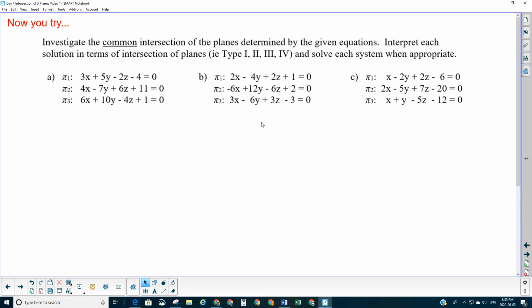Okay, this is your practice, and I will post solutions to this as well so you can see how you did. All right, good luck with this.